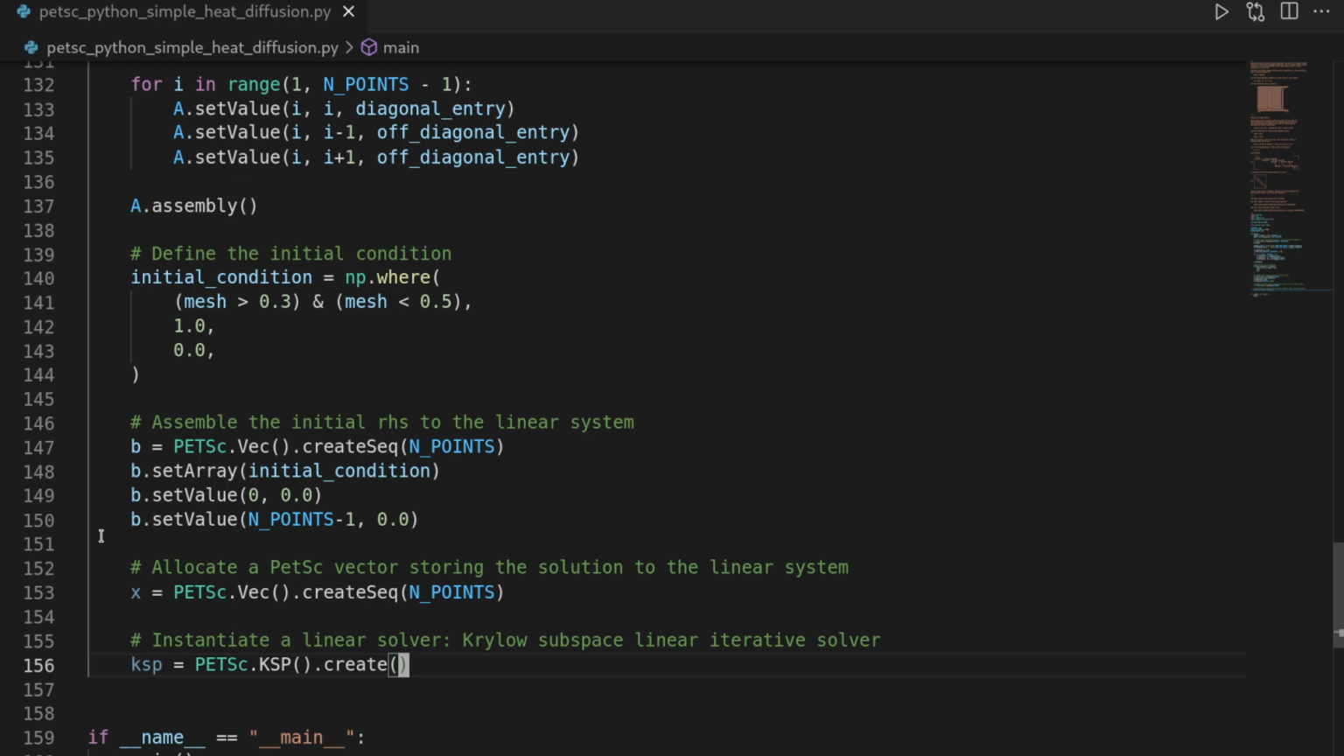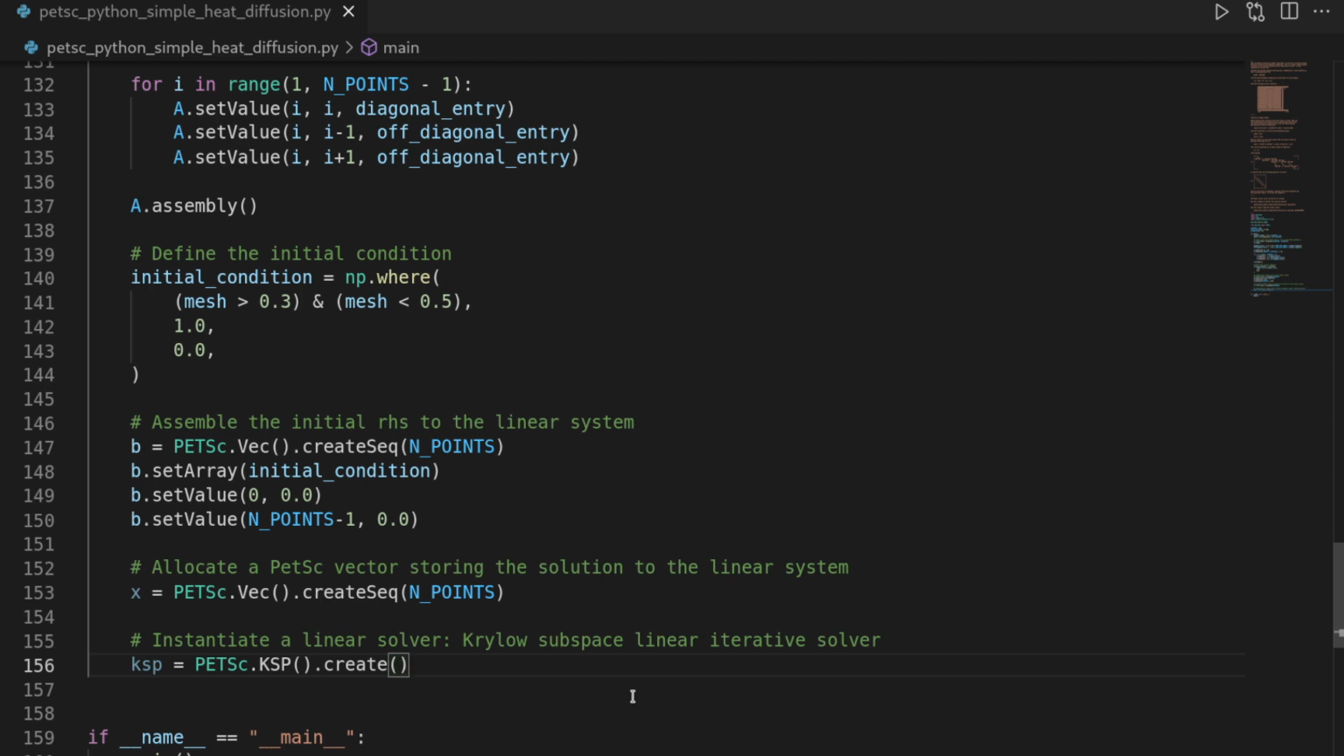PETSc.ksp.create. And Krylov-Subspace is just a mathematical term for a collection of a lot of linear solvers that share some common properties. And here we will mostly resort to the GMRES algorithm, which is a linear iterative solver that can handle non-symmetric systems that we have here. Of course, if you were to eliminate the Dirichlet boundary conditions and have a symmetric matrix, you could, for instance, also access the very fast conjugate gradient, but I will leave this to you as an exercise.